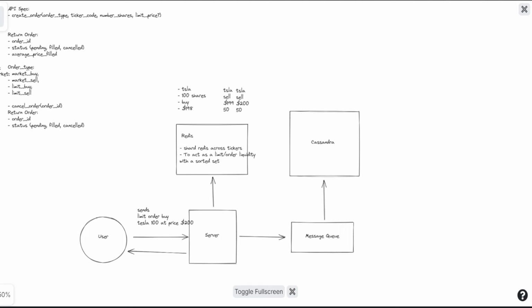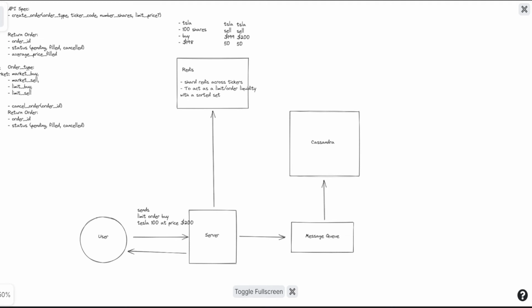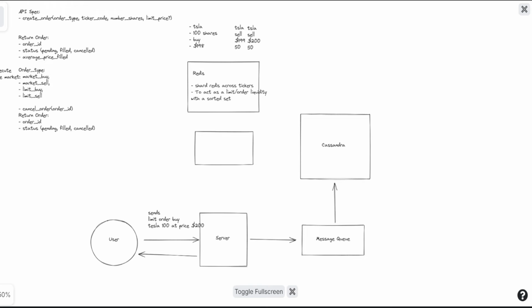Oh my god, my bad. It's kind of small. So we could have something, for example, like this, a bit isolated. We just call it the transaction service. So we could have a message queue that actually is the one, where one goes to Cassandra, and another one just goes to the transaction service.